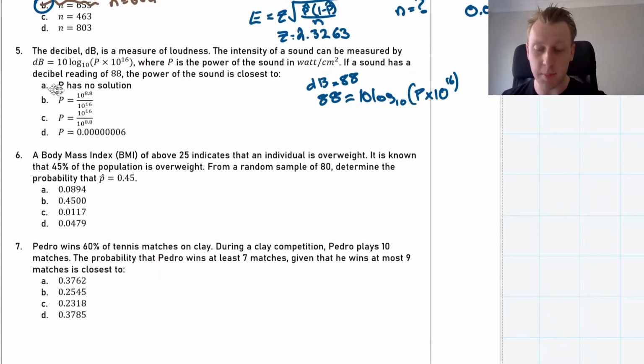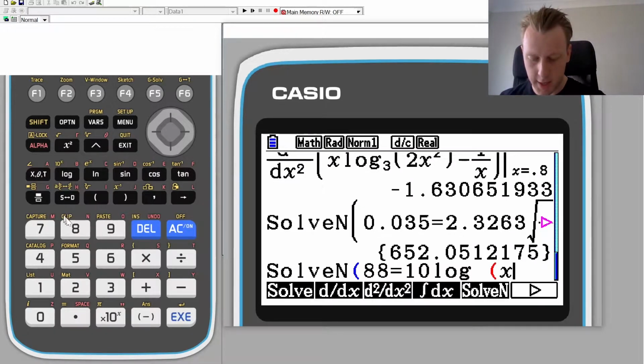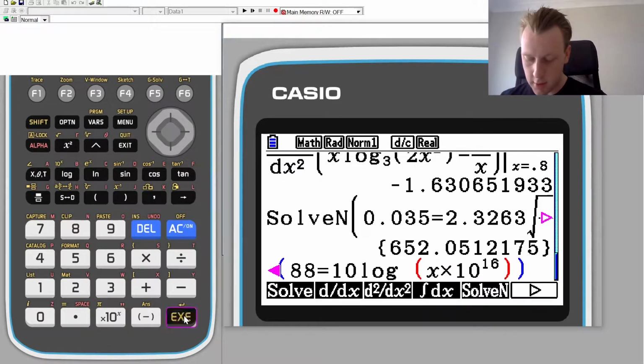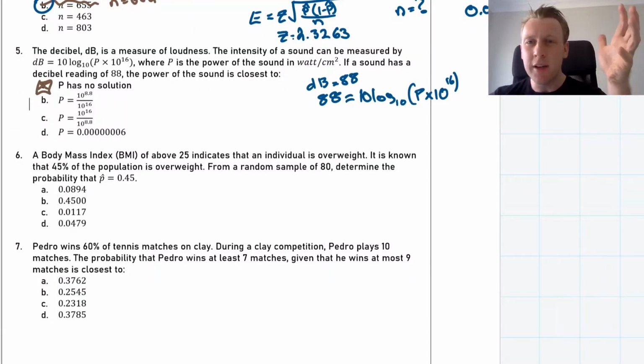One of the options here is that P has no solution. P clearly has a solution, so this cannot be correct. There is no way it's A. But if you just blindly go ahead and put things in your calculator, you go solve n, and you enter 88 equals 10 log base 10, so just regular log, of x times 10 to the power of 16. What you're going to get is no solution, which is wrong. So just be wary of solve n.